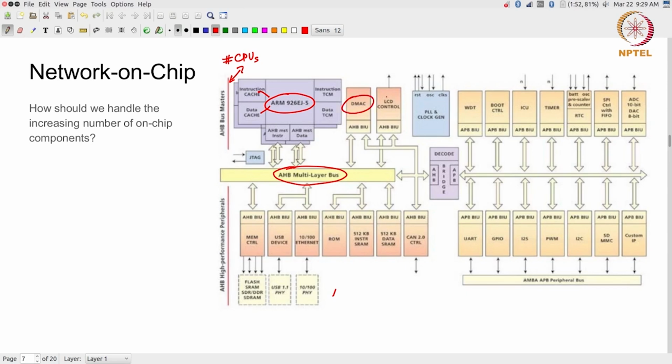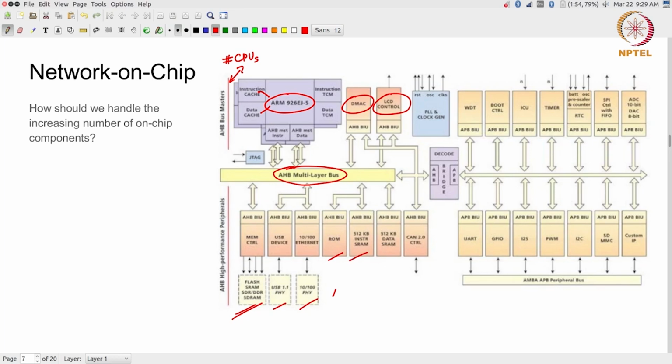There is a DMA out here, there is an LCD for display, then there are a large number of these BIUs, which are basically bus interface units. It's talking to a memory controller which has to deal with a whole lot of different types of memory: flash, DRAM, SRAM, DDR memory, all of those. There is a USB peripheral, there is an Ethernet peripheral, there is some ROM which contains static configuration data.